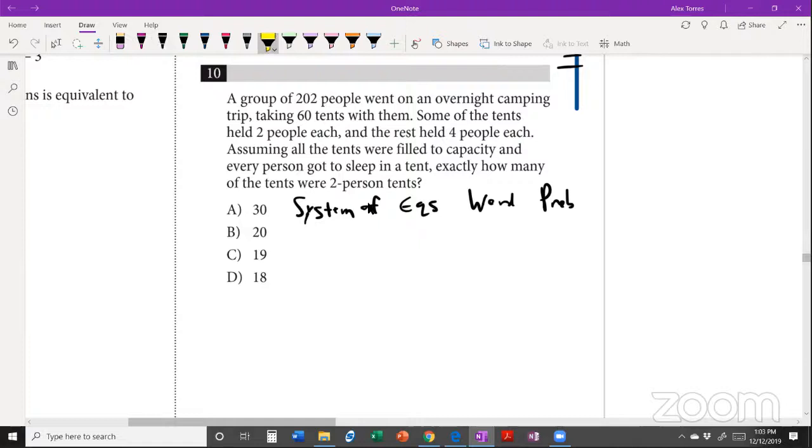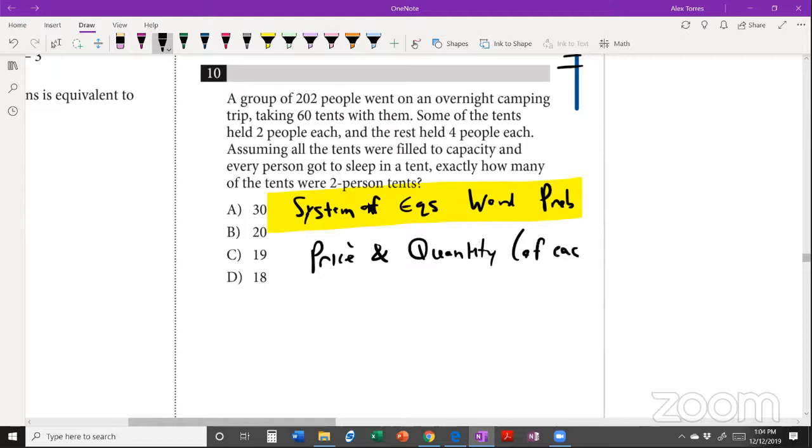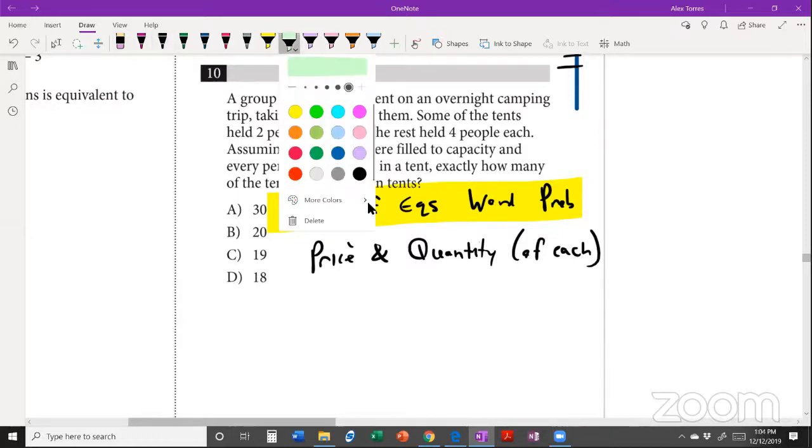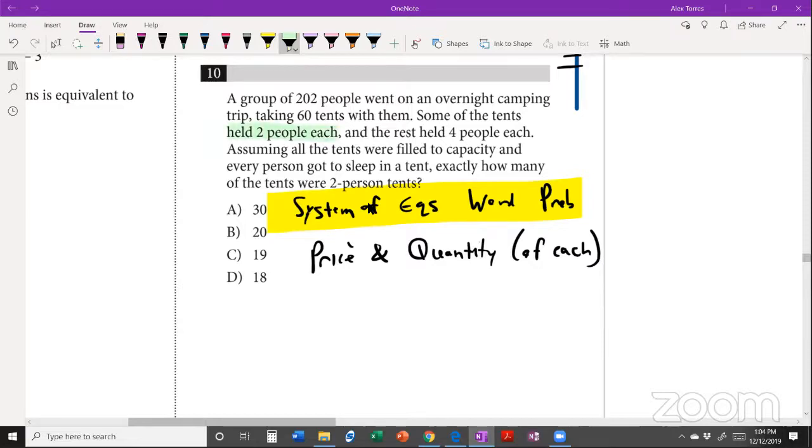But for this problem type, what you really need are the price and the quantity of each of the items. So I know I'm going to get the total number of tents, total number of people, but I need to know how many of this tent or how many of that tent, or the price of each. Now by price, we don't mean money. We mean the value that comes along with each. So some of the tents hold 2 people each and some hold 4 people each. It's the same math as if we said hot dogs are $2 and hamburgers are $4. So we know that we have the price of each in that sense.